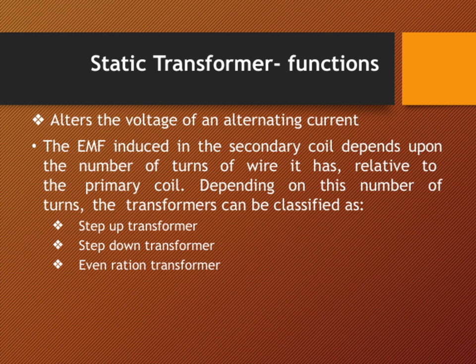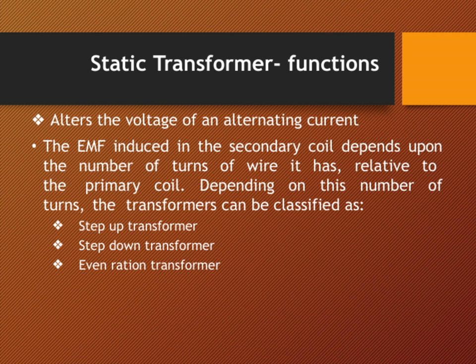A step-up transformer has more turns on the secondary coil than on the primary, so it increases the voltage. Conversely, a step-down transformer has fewer turns on the secondary, reducing the voltage. There's also something called an even ratio transformer, which maintains the same voltage level between primary and secondary coils. And then, we have static transformers, which are the most common type. They operate without moving parts and function purely through electromagnetic induction. All of these variations serve the overall purpose of efficiently managing voltage levels for different applications in power systems.